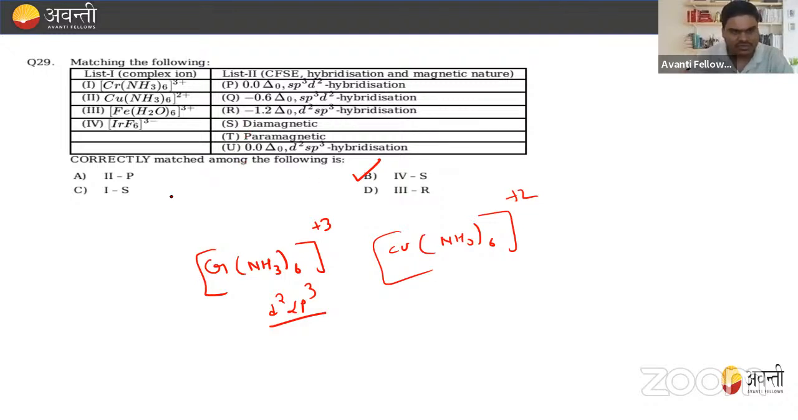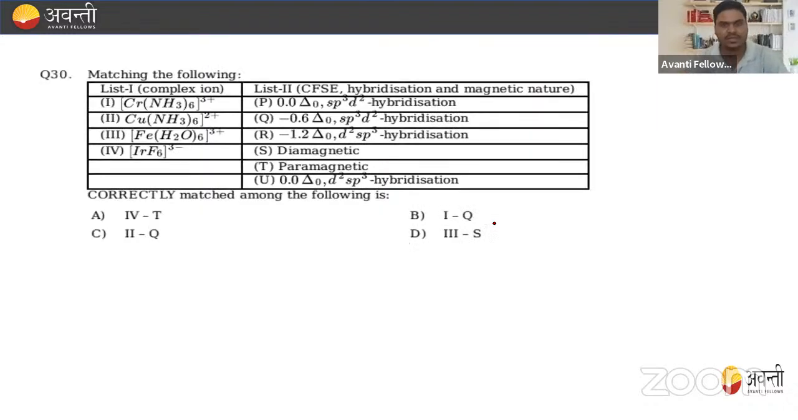So what is the correct answer? For A, the correct answer is R and T, right? How will you say that? Because here, considering A chromium one, this is RT, B is equal to QT, C is equal to PT, and D is S. So we can match the question like this only.